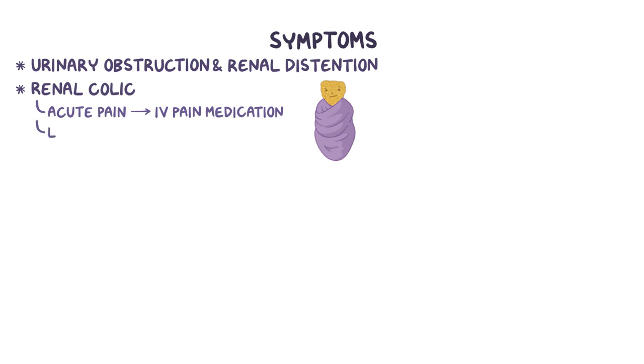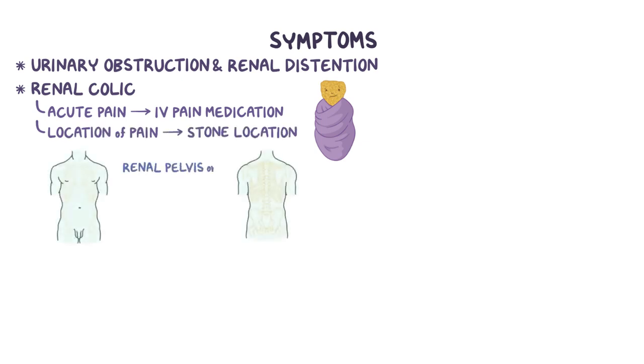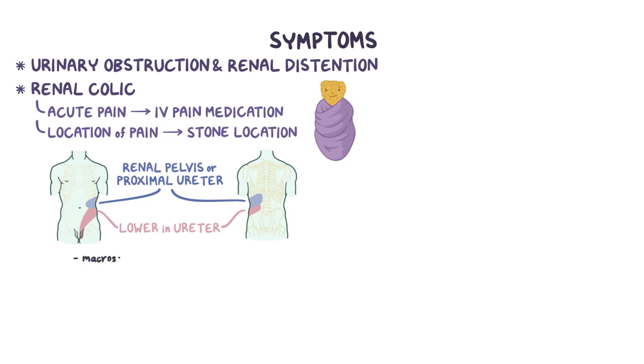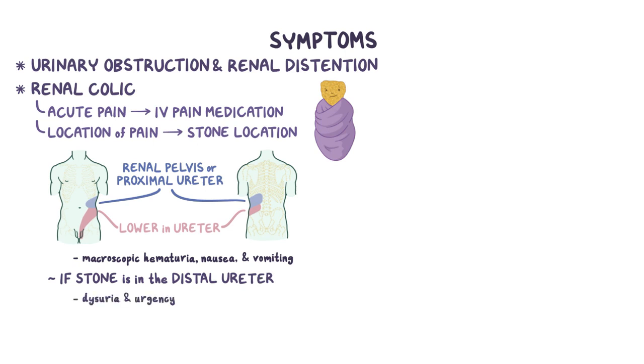In renal colic, the location of pain depends on where the stone is located. A stone in the renal pelvis or the proximal ureter causes unilateral flank pain and tenderness, whereas a stone that's located lower in the ureter causes unilateral flank pain that radiates to the testicle or labia on the affected side. In addition, there can also be macroscopic hematuria, nausea, and vomiting. And if the stone is in the distal ureter, there may be dysuria and urgency as well.